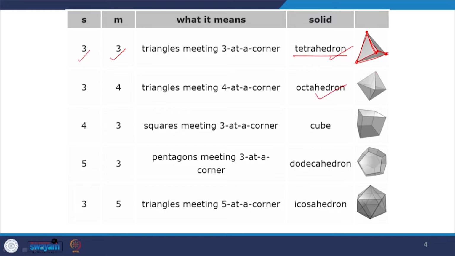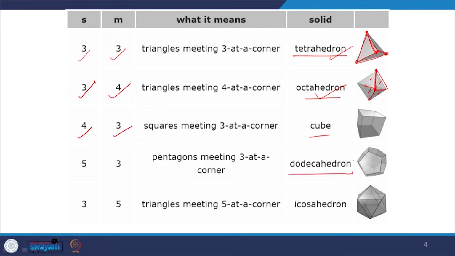Octahedron is where there are 4 triangular surfaces meeting at each point. So at each point there will be 1, 2, 3, 4 triangular surfaces. So the number of sides for each surface is 3, but the number of triangles meeting is 4. That is your octahedron. It is like 2 tetrahedrons, not exactly, but it is like repeating this, coming together. Then we have the cube, of course, simple, 4 sides and 3 surfaces coming together.